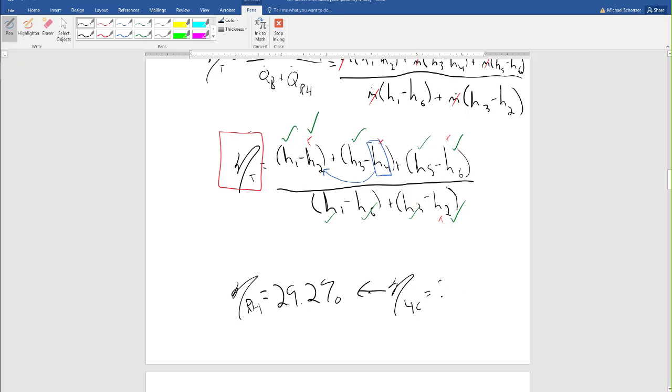For the 4 component cycle, this was 28.4%, right? So you might kind of scoff at this a little bit and say, oh, we did all this work and we only increased the efficiency by 0.8%.